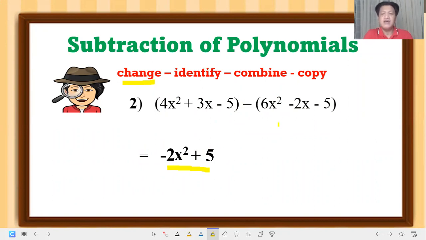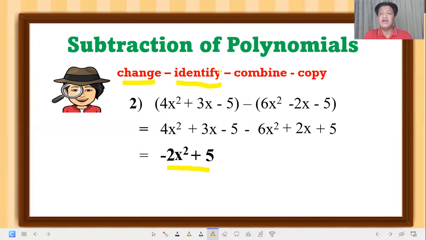And meaning to say, i-reverse lang natin. Diba? If this is positive 6x squared, magiging negative 6x squared na siya. And if this is negative 2x, becomes positive or plus 2x. And minus, magiging plus 5 na siya. And then, copy lang natin yung first number or we call this minuend. So, bring down lang natin. And you are going to proceed now to identify like terms. So, di ba, ito ay 4x squared tsaka negative 6x squared.